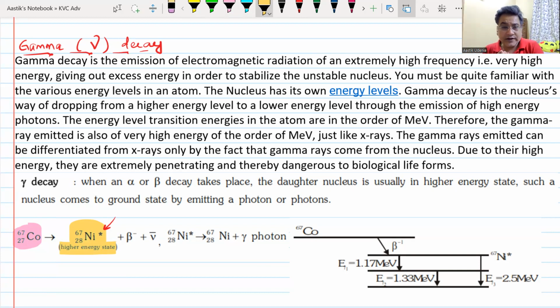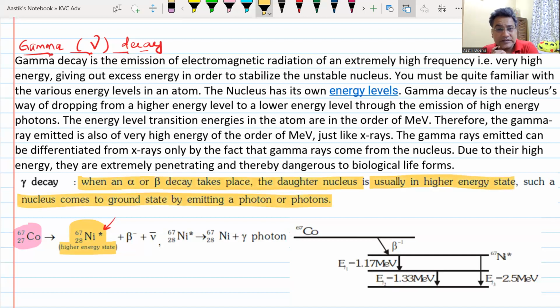So when an unstable nucleus is emitting some alpha or beta negative particle, it will usually give rise to a daughter nucleus which is in a higher energy state. You don't have to write everything, just this line that I'm underlining. Whenever an alpha or a beta emission takes place in an unstable nucleus, the nucleus you get may be in a higher excited state. It will come down to its ground state and it will emit some radiations. Those radiations are known as gamma rays.